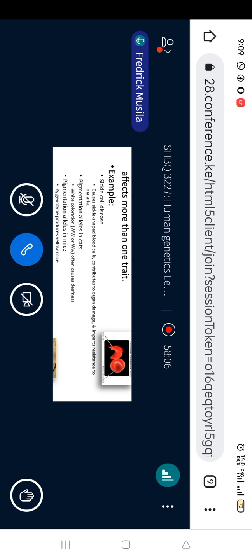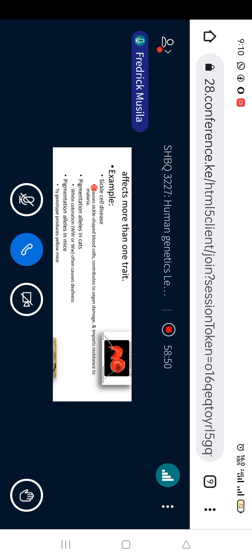Now we have another kind of gene interaction known as pleiotropy. So pleiotropy results when a single gene affects more than one trait. This is actually the opposite of polygenic trait. In polygenic trait, we say that very many genes affect a single trait. But in pleiotropy, a single gene affects more than one trait. For example, you can have a gene A affecting maybe eye color. The same gene is also affecting your height. The same gene is also affecting your hair color. So when a single gene affects more than one trait, we call it pleiotropy.